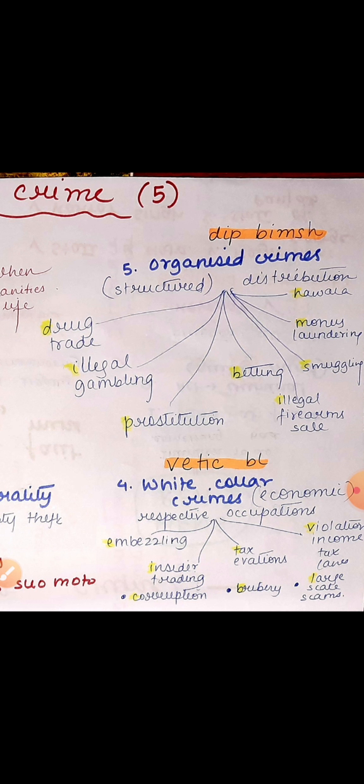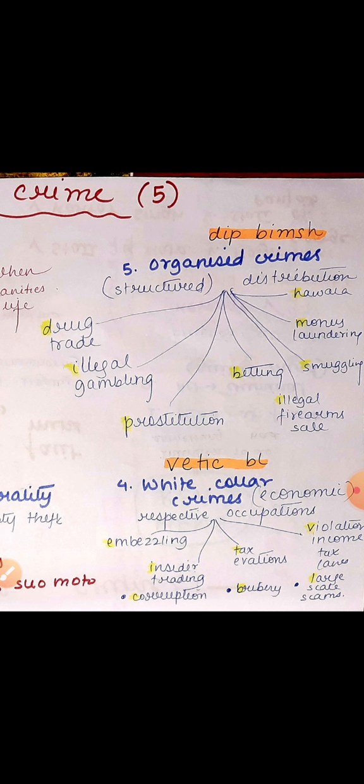Examples are embezzling. Embezzling means taking money from one's own employer. Tax evasion, which means not paying a tax, is also a crime, a very big crime, I would say. Insider trading is an instance of white collar crime. Then violation of income tax laws. These are all the examples of white collar crimes, and you can remember it as Vetic Bill.